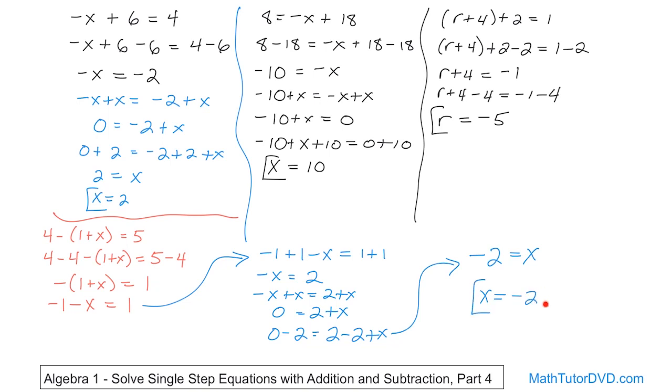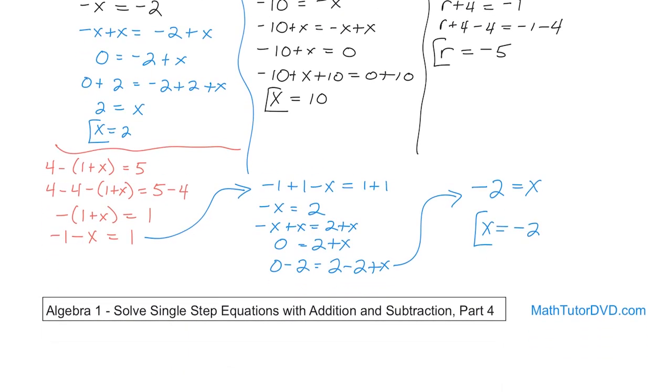And if you take this guy and stick it all the way back in the original equation, what do you have? Negative 2 here plus 1 is going to give you negative 1 here. Negative 1. 4 minus a negative 1. Remember, minus a negative changes into a positive, so 4 plus 1 would then give you 5, and that's correct. So that's that final answer.